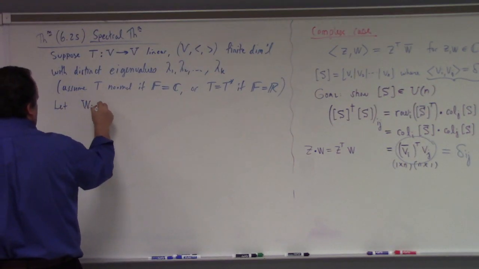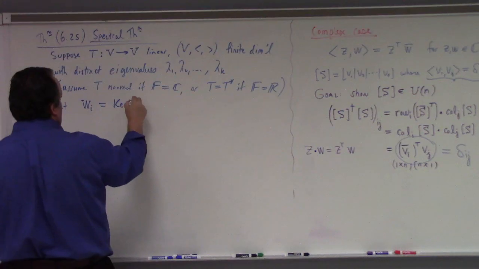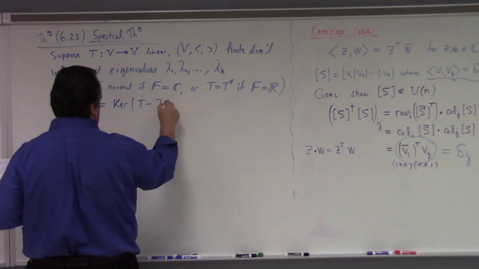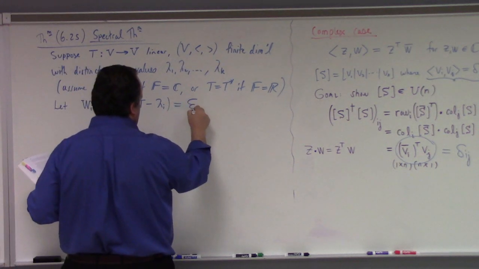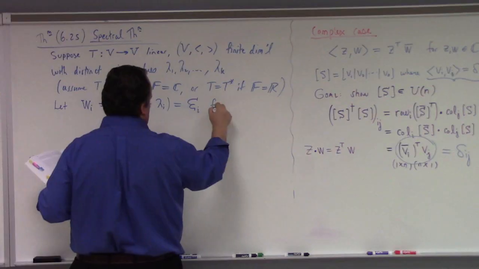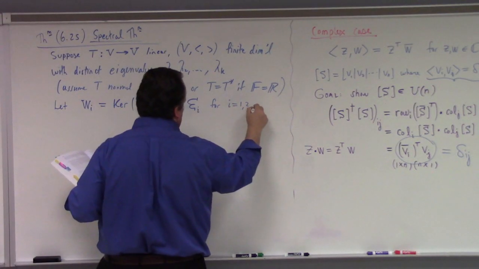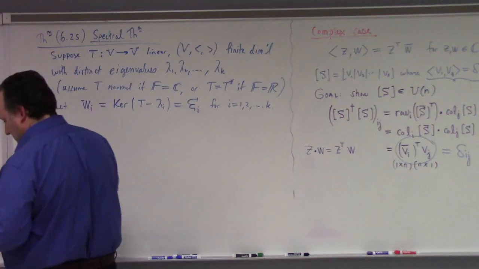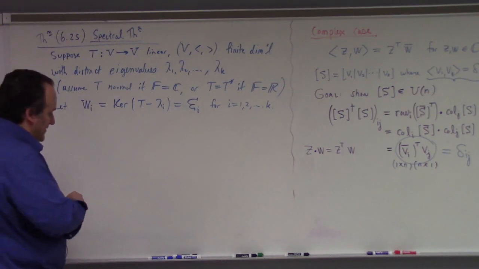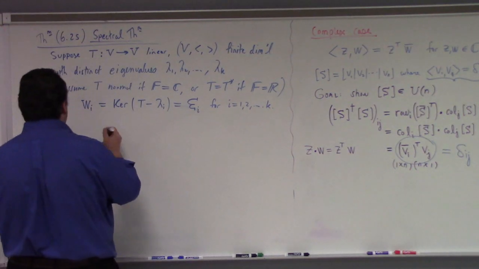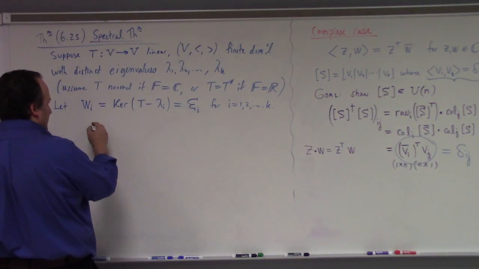Let W sub I equal the kernel of T minus lambda I, which is, I mean, my other notation usually was E sub I. Those are what? We call these what? You guys know what those are. Say my name. Eigenspaces, very good. So he's calling them eigenspaces, W's. But forget his W's, I'm using the E's.